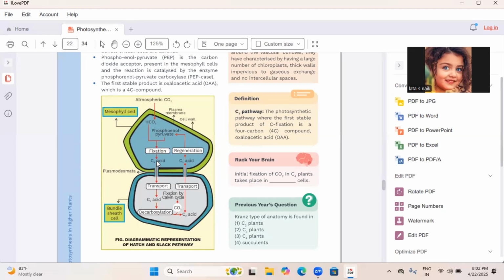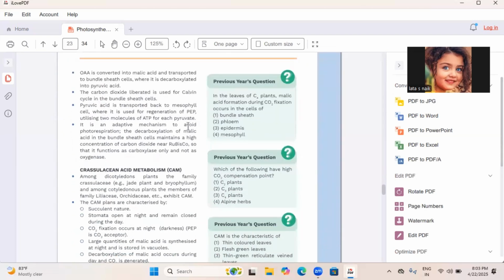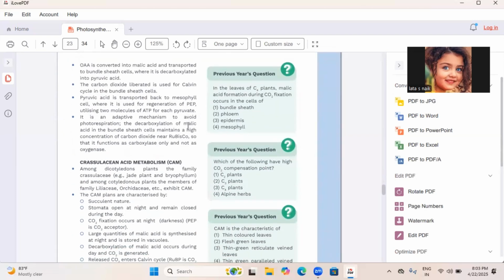The decarboxylation of malic acid in the bundle sheath cells maintains a high concentration of carbon dioxide near rubisco so that it functions as carboxylase and not as oxygenase.